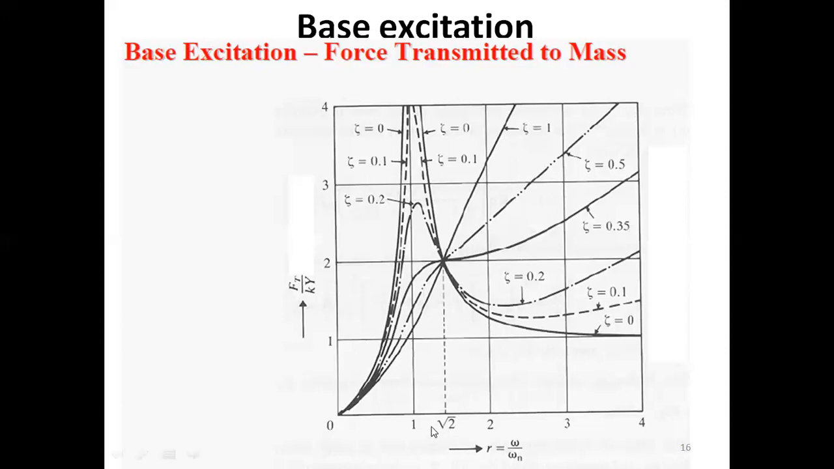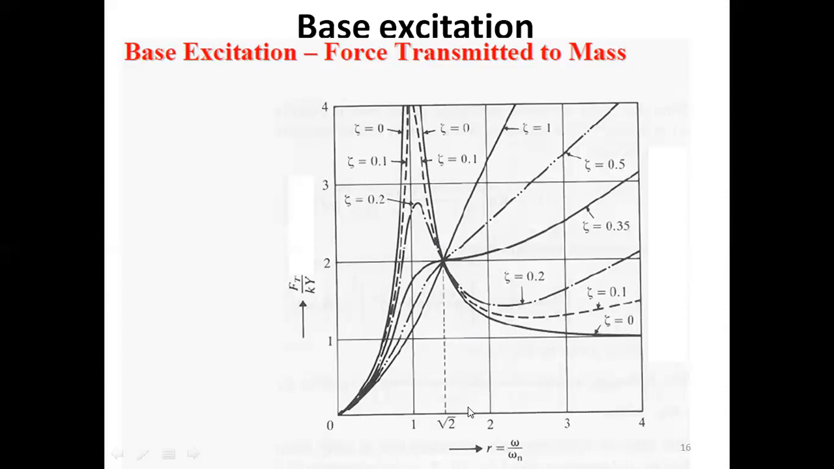And there is one more point for discussion, which is at the frequency ratio of under root 2. You could see here all lines are passing through one point after the resonance, and at this point the force transmissibility is 2.